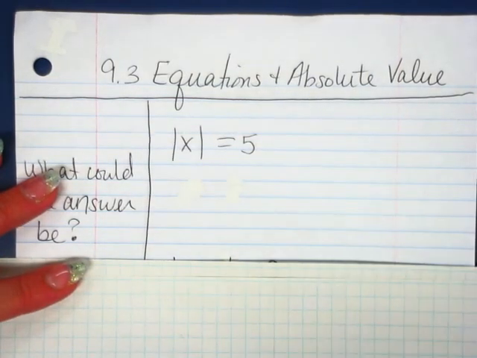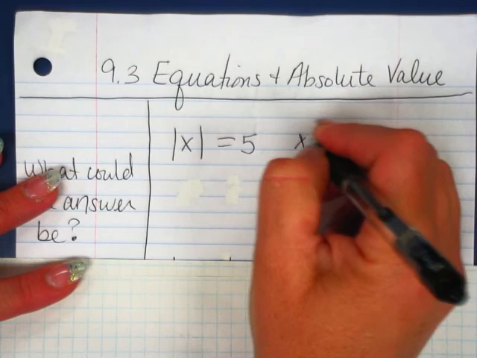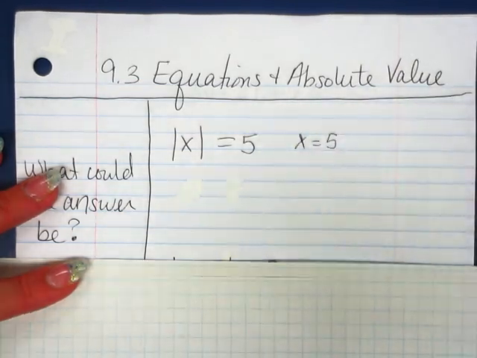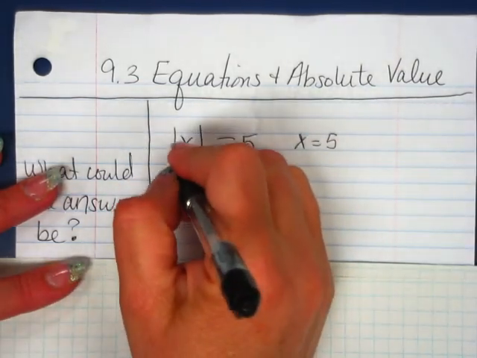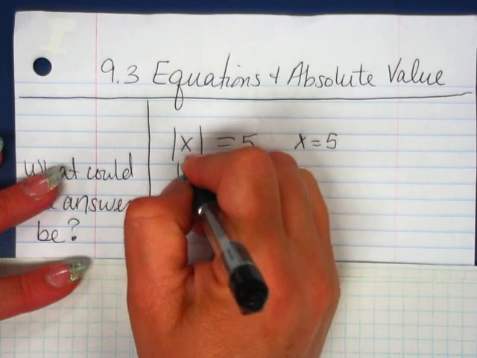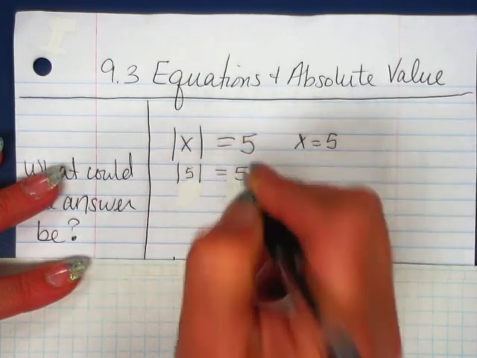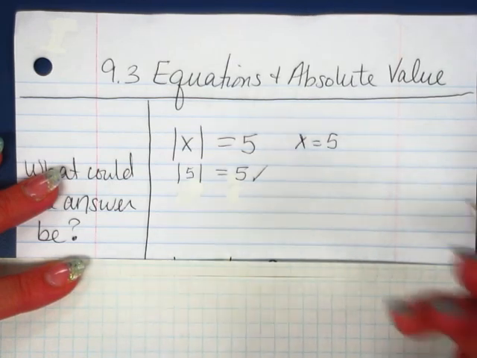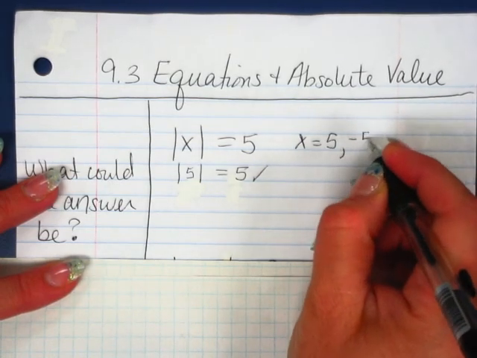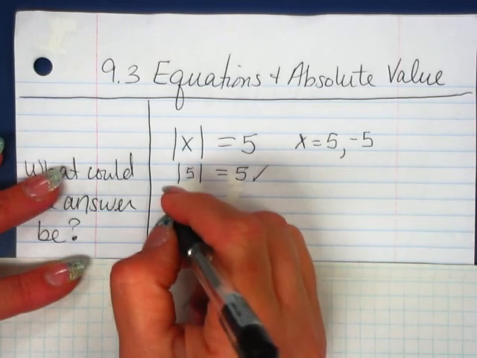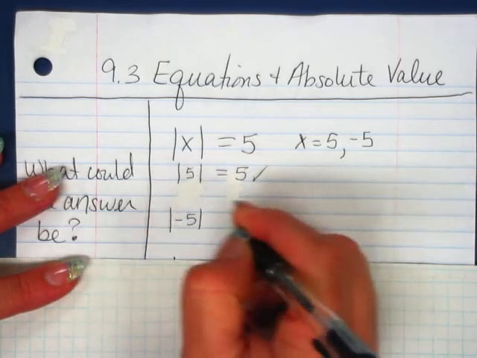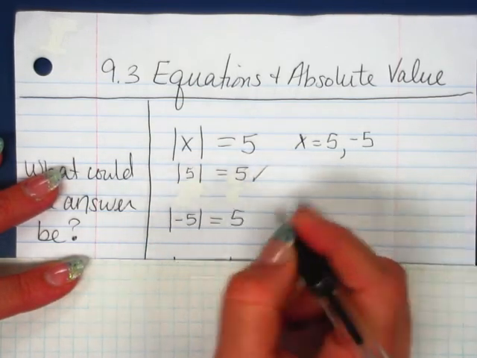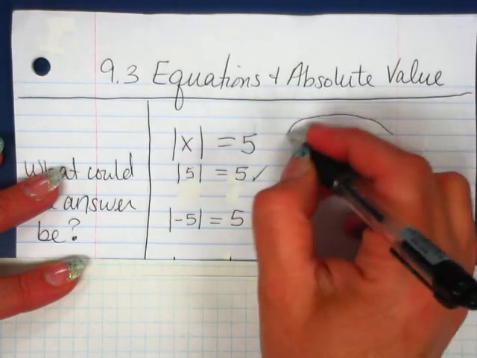So let's see what happens if we say, what if x equals 5? So we're going to plug it in, the absolute value of x. So the absolute value of 5 is 5. So 5 is one of my two answers. The other answer, let's see what happens if I use negative 5. So the absolute value of negative 5 equals 5. So it does work.